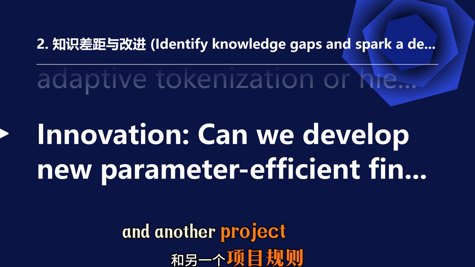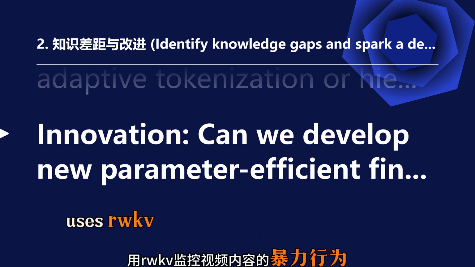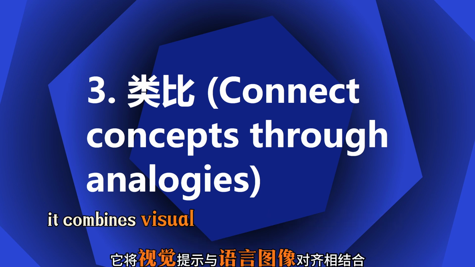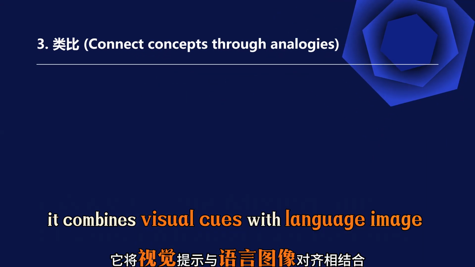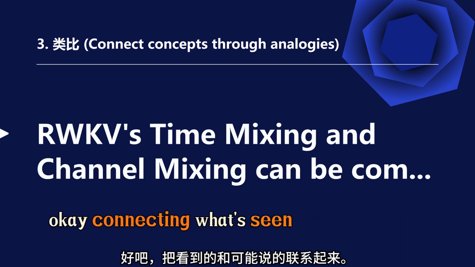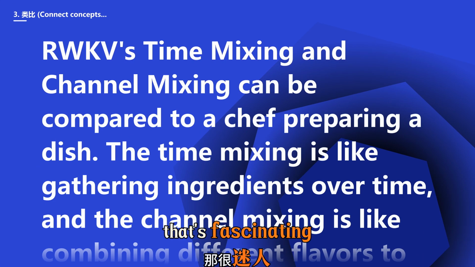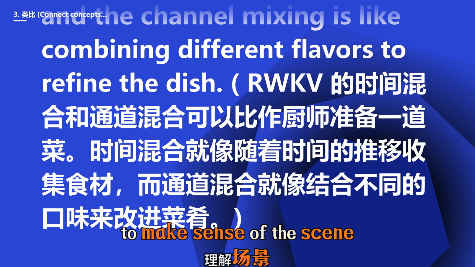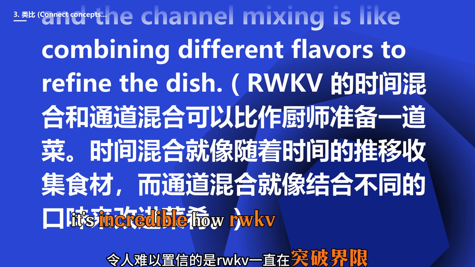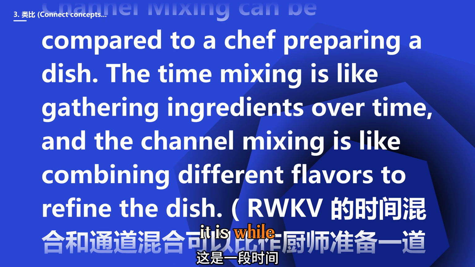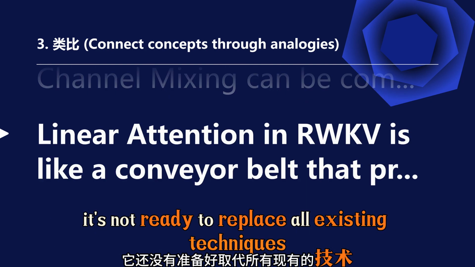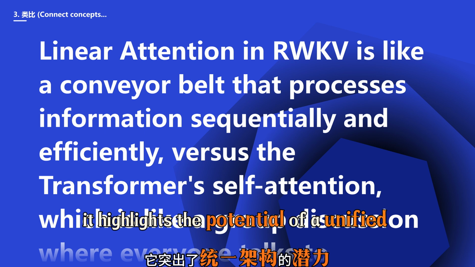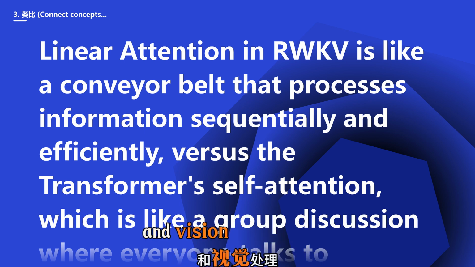Thanks. And another project, RuleVM, uses RWKV to monitor video content for violence. It combines visual cues with language-image alignment, connecting what's seen with what might be said. That's fascinating. It's analyzing both the visual and auditory information to make sense of the scene. It's incredible how RWKV keeps pushing boundaries. It is. While it's not ready to replace all existing techniques, the progress is remarkable. It highlights the potential of a unified architecture for both language and vision processing.